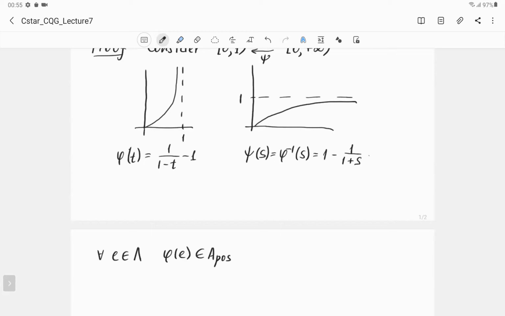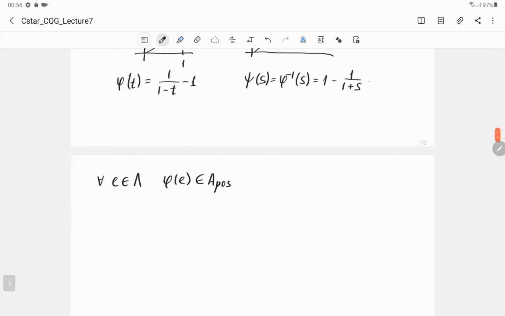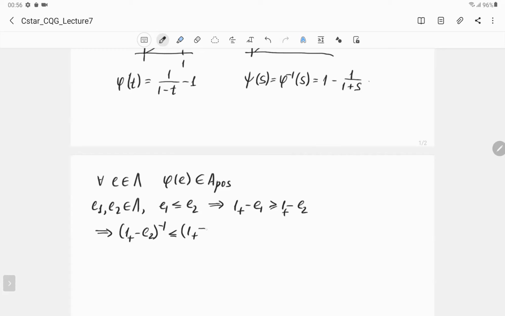We also have to show that phi is order preserving. Well, indeed, suppose that E1 and E2 are two elements of lambda, and that E1 is less than or equal to E2. And then, of course, 1 minus E1 is greater than or equal to 1 minus E2. And if we now take the inverses of them, we get the opposite inequality. So 1 minus E2 inverse is less than or equal to 1 minus E1 inverse.